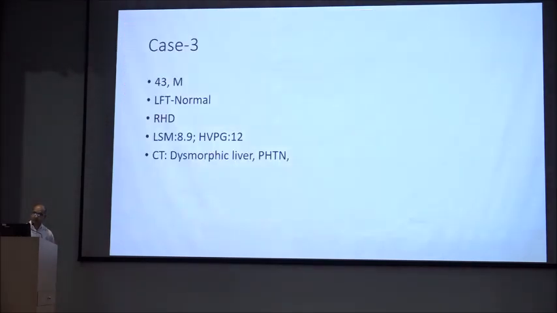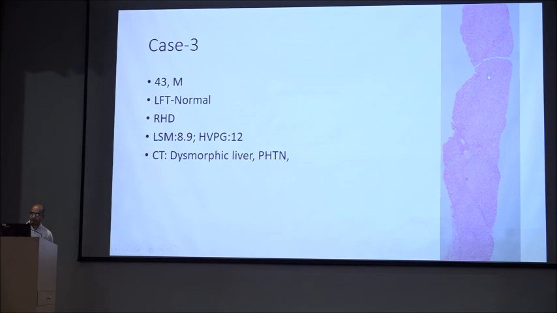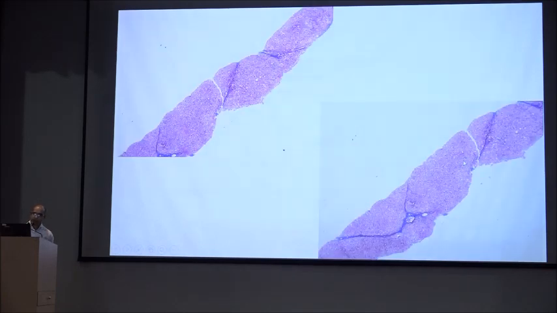The third case is a 43-year-old male. LFT were normal. He had right heart disease. LSM was 8.9 and HVPG was a bit higher, and CT showed a dysmorphic liver with portal hypertension features. This is the low power view of the liver biopsy. You can see again the parenchyma is silent. It is not showing anything here, and there is a structure here going across and creating some incomplete nodules, which we will see in the Masson's trichrome.